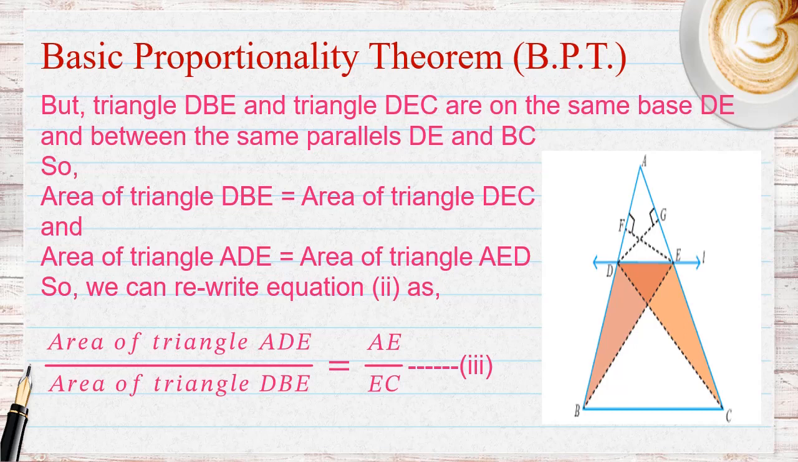But triangle DBE and triangle DEC, closely observe both the triangles. DBE and DEC both are on the same base DE and between the same parallels, right? So area of triangle DBE is equal to area of triangle DEC, and also area of triangle ADE is equal to area of triangle AED, right? So we can rewrite equation second as area of triangle ADE upon area of triangle DBE is equal to AE upon EC.